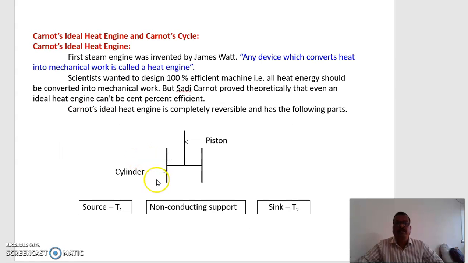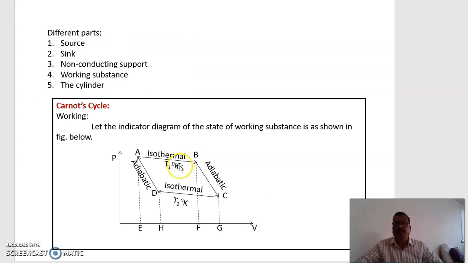Here, first the cylinder is kept on the source, which rejects a large amount of heat energy. Therefore the ideal gas present in the cylinder absorbs heat Q1 at a constant temperature T1 and expands isothermally, reaching the state B, P2 V2. It expands isothermally at a constant temperature T1 degree Kelvin and reaches the state B, P2 V2.